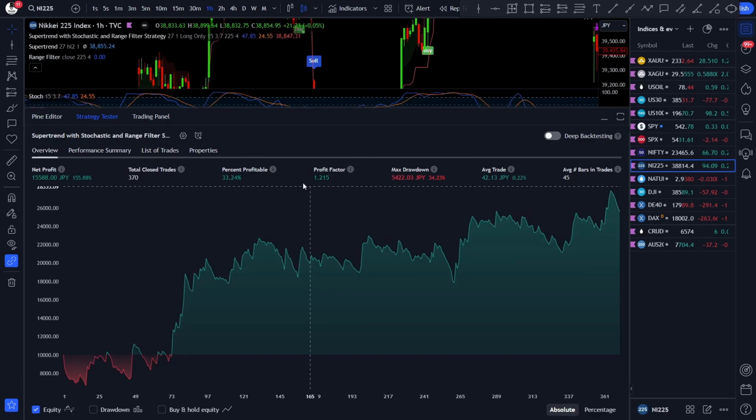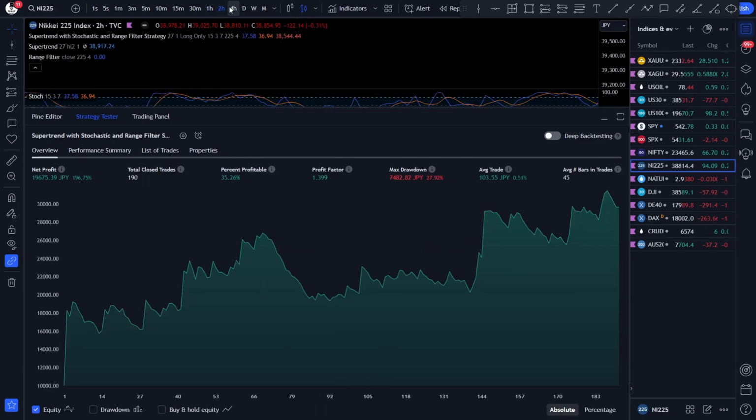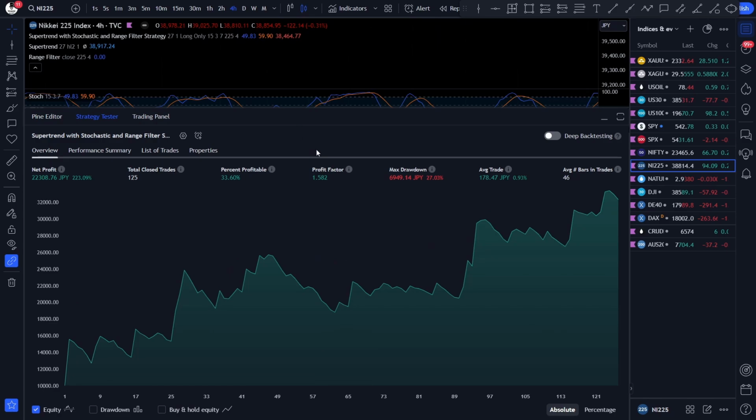Let's see Nikkei. It is profitable, 2-hour is profitable too, and the 4-hour is too. So this script also works well on a few other indices, but mainly it's optimized for stocks.